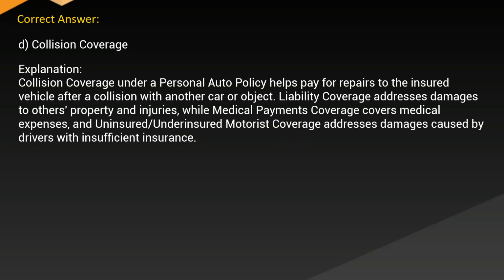Correct answer. D. Collision coverage. Explanation. Collision coverage under a personal auto policy helps pay for repairs to the insured vehicle after a collision with another car or object. Liability coverage addresses damages to others' property and injuries, while medical payments coverage covers medical expenses, and uninsured and underinsured motorist coverage addresses damages caused by drivers with insufficient insurance.